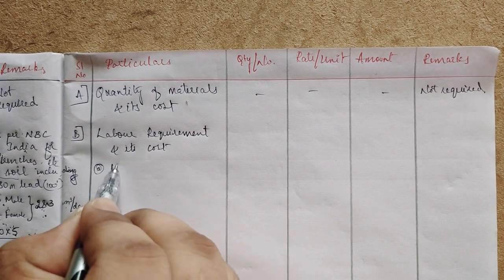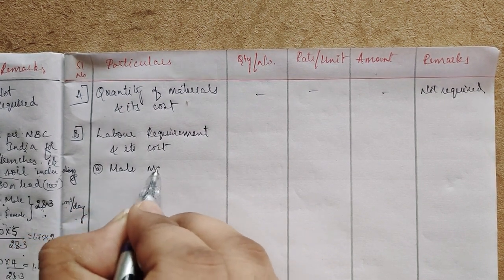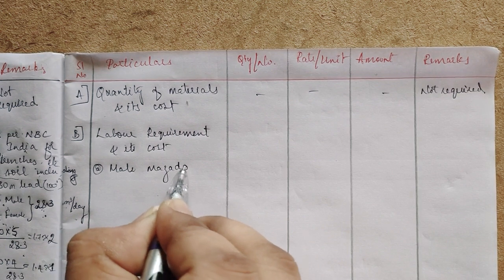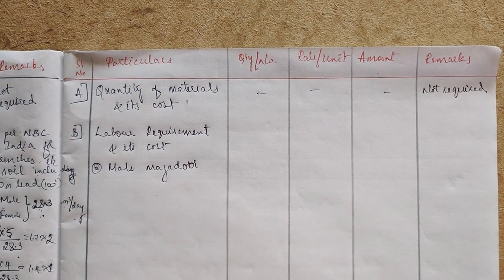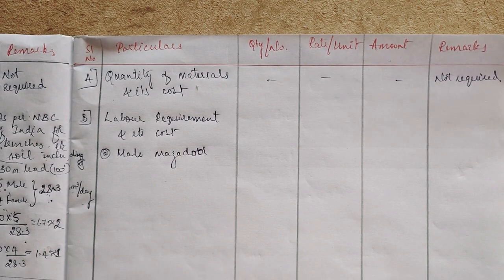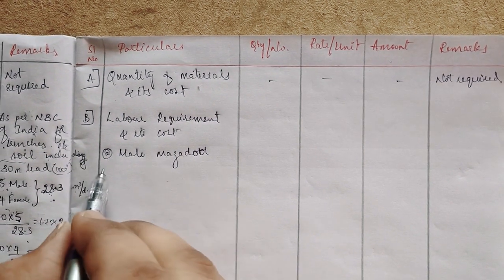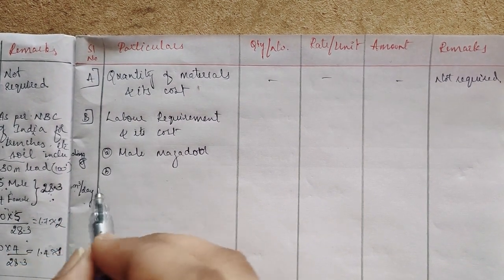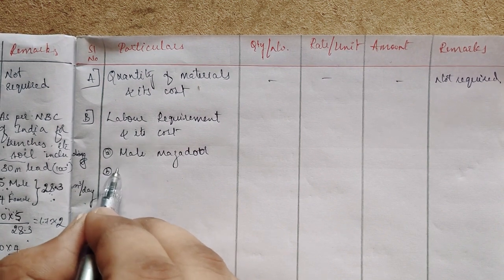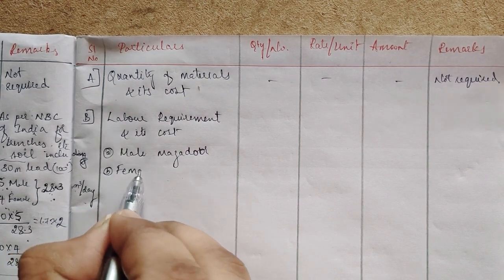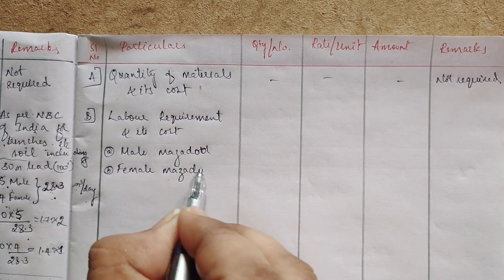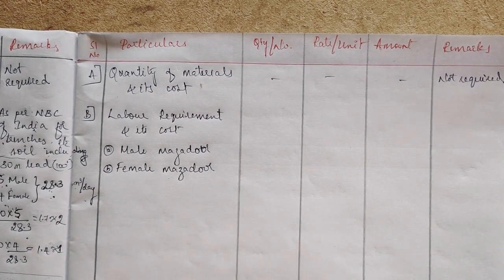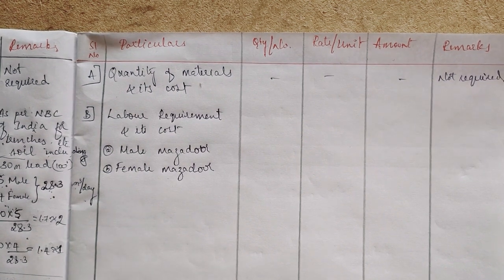So we require male mazdoor. If you have only male mazdoor, then for that type of work it is in addition. What the note I have given, it is addition with male mazdoor and female mazdoor. If you have only male mazdoor, then you can have another code. So you have to refer the code for that, okay.